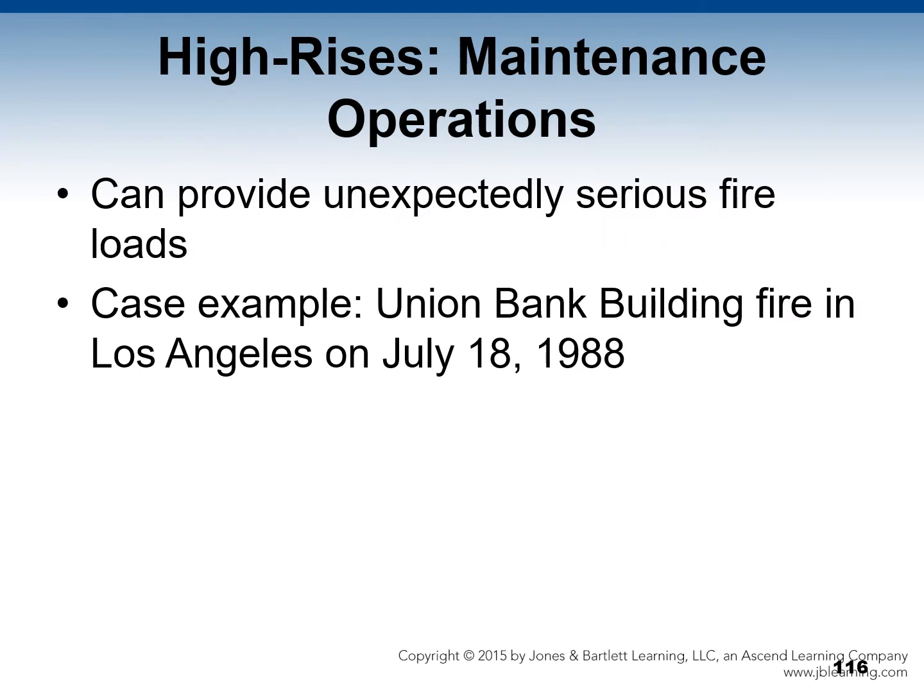With maintenance operations, they can provide unexpectedly serious fire loads. One example is the Union Bank building fire in Los Angeles on July 18, 1988, where a contractor was refinishing bookcases with flammable liquids and ended up causing the fire.